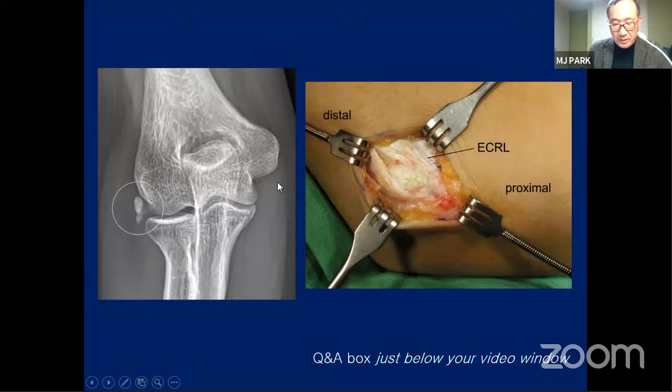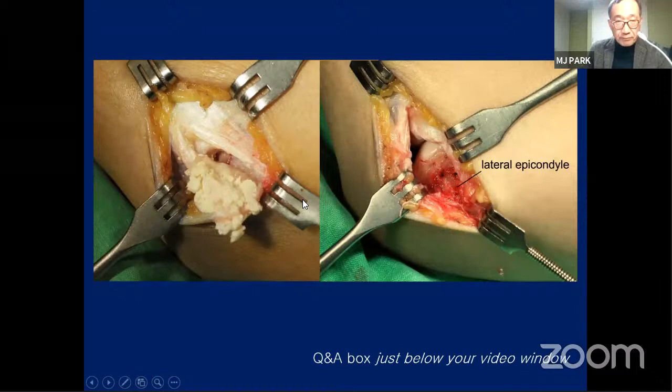Or if the patient has a mass-like calcification, I recommend open surgery because arthroscopy is technically not feasible to see and remove the calcification. So we can remove the calcification by direct observation, and then we close the capsule.